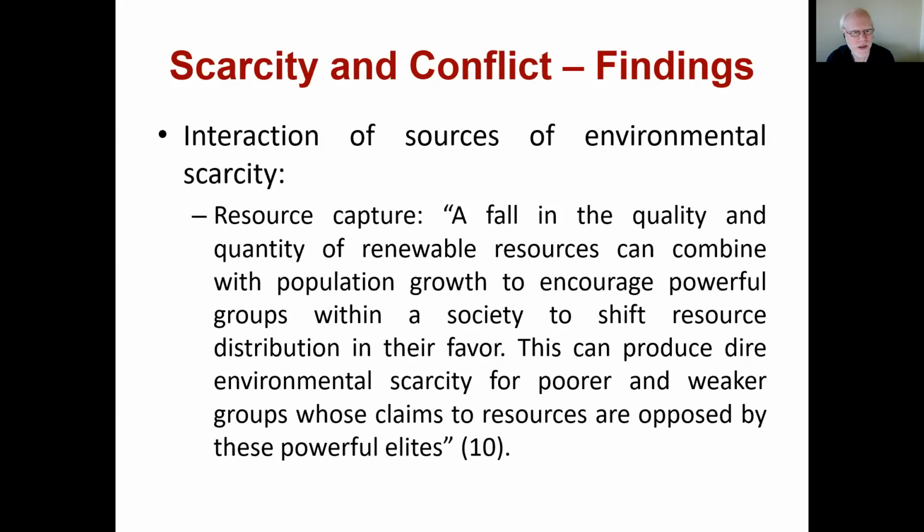So how do these interacting sources of environmental scarcity interact? One way would be through resource capture. A fall in the quality and quantity of renewable resources combined with population growth encourages powerful groups within a society to shift resource distribution in their favor. This can produce dire environmental scarcity for poorer and weaker groups. Claims to resources are opposed by those powerful elites. That's what we talked about: as the pie continues shrinking, and there are more and more mouths to feed, it encourages those with the most power to grab up a bunch of the resources they want.